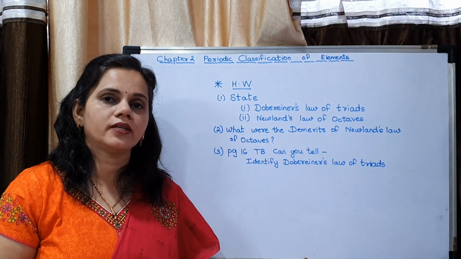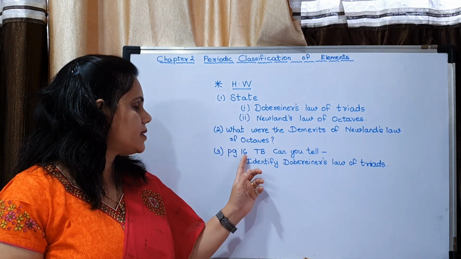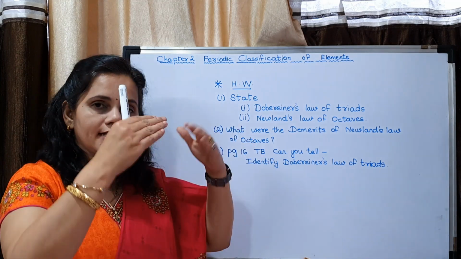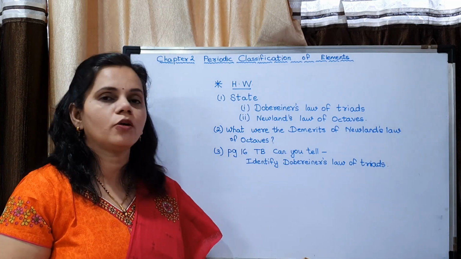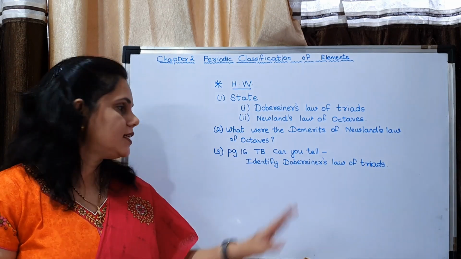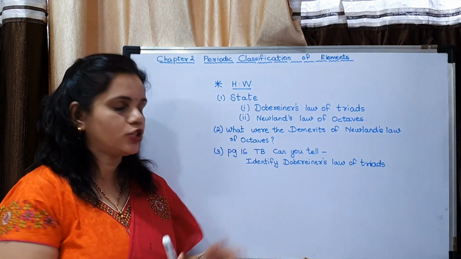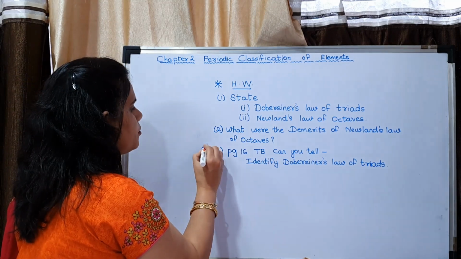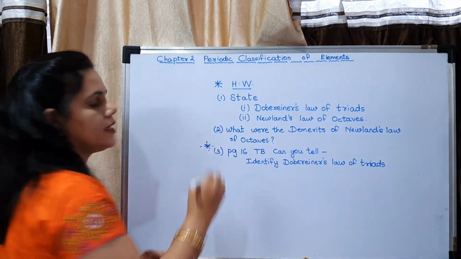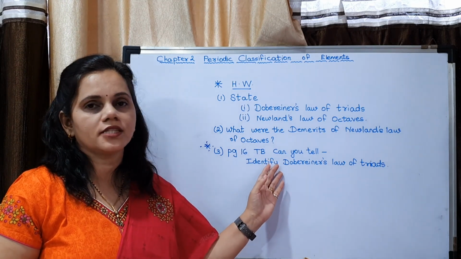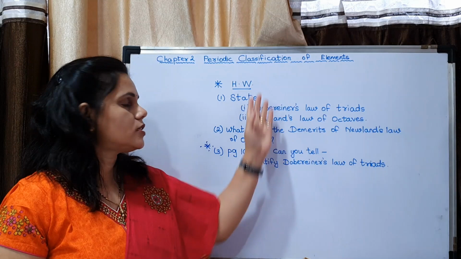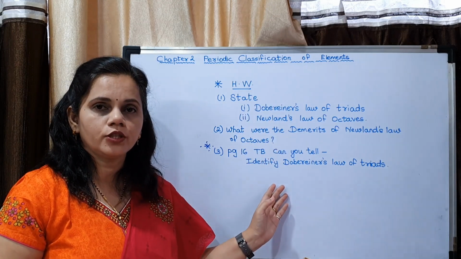Again a 2-mark question. On page number 16 in the textbook, towards the end of the page, there is a question: can you identify Dobereiner's law of triads. This is a very frequently asked question. You may mark this as important in your textbook. In many schools they have asked this question. So this is the homework for you today.